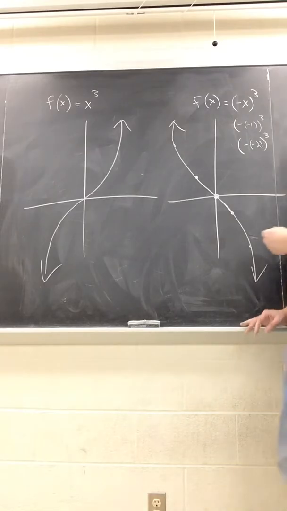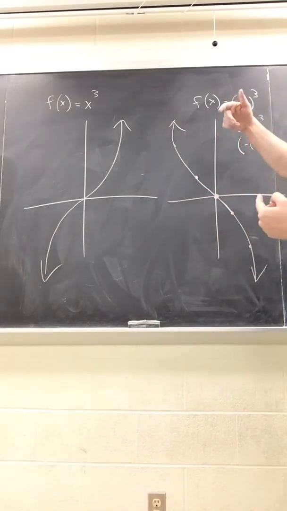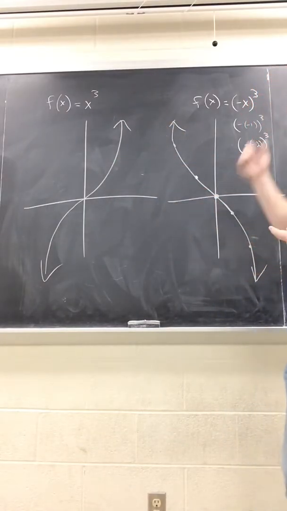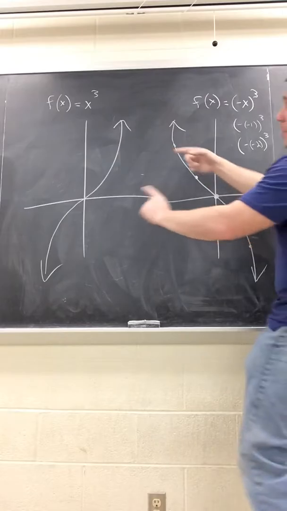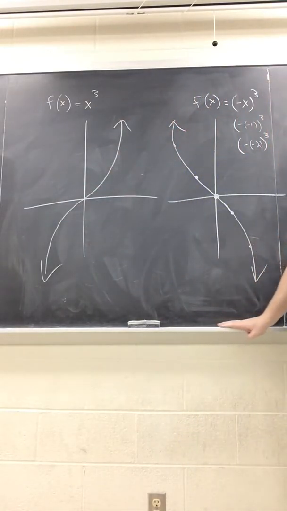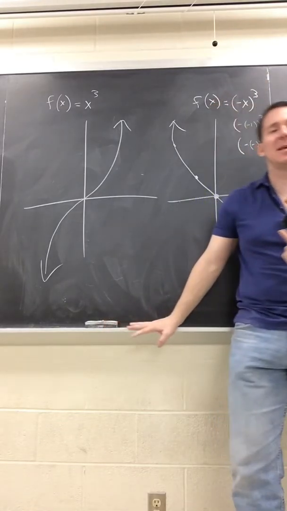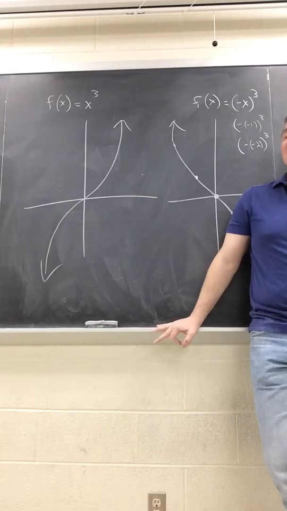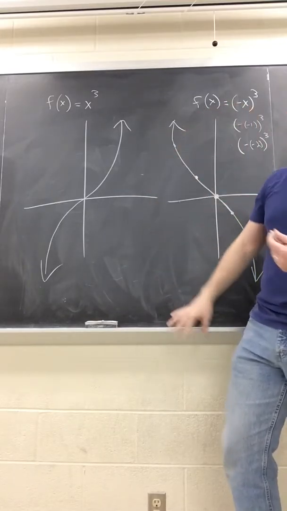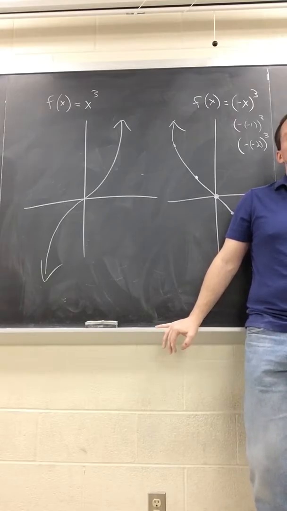Essentially what happened? Before, when we had a negative on the outside, it flipped across the x-axis this way. Now, when there's a negative on the inside, we just took this graph and flipped it this way, again horizontally. So multiplying by a negative on the outside reflects you across the x-axis. Multiplying by a negative on the inside will reflect you across the y-axis.